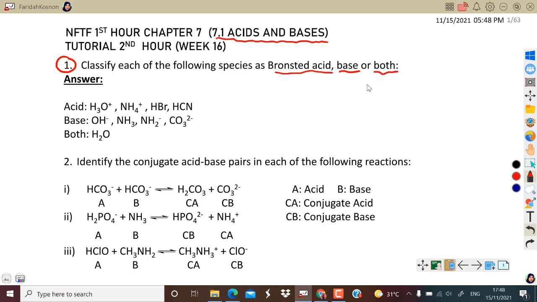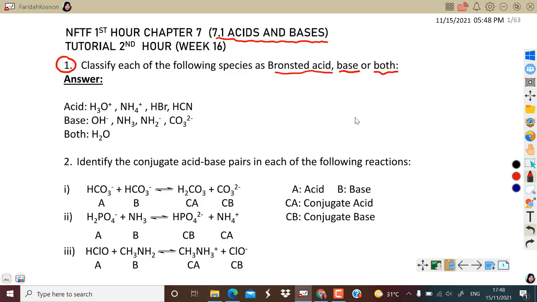So before you answer this question, you must understand the definition of Bronsted acid and Bronsted base. Bronsted-Lowry defined acid is any substance that can donate a proton to other substance, while Bronsted-Lowry defined base is any substance that can accept a proton from another substance.